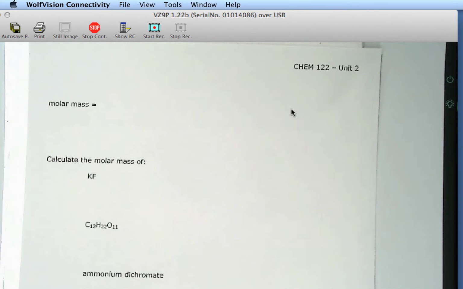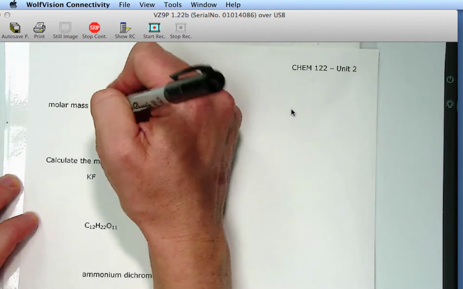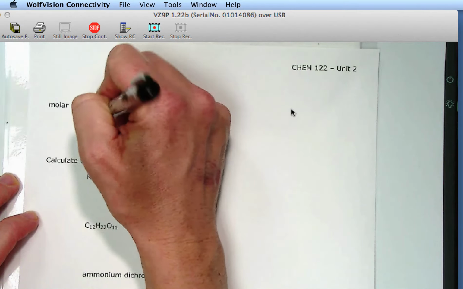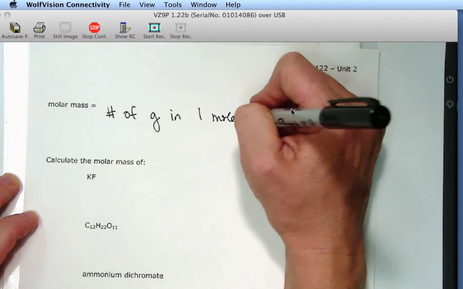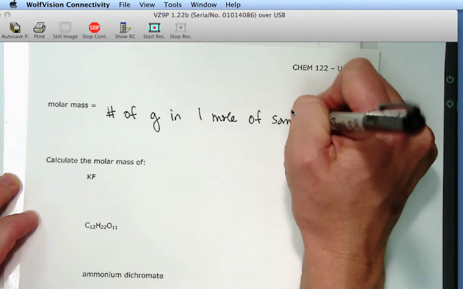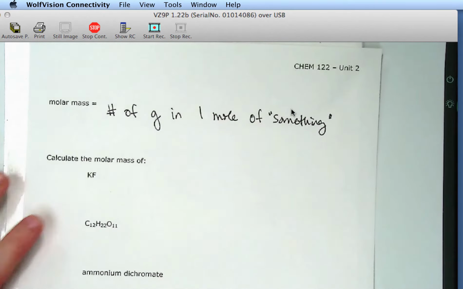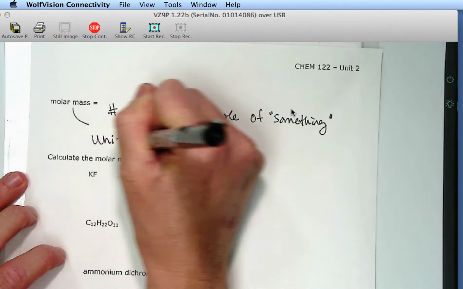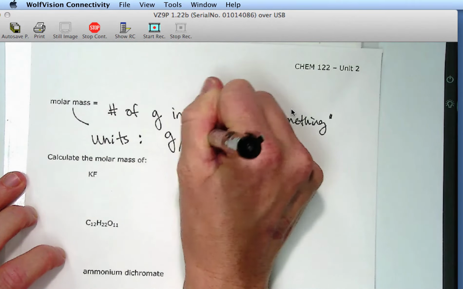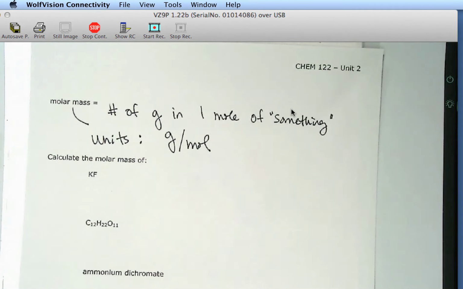The next page, I have molar mass. What is molar mass? This is the number of grams in 1 mole of something, whether it's a compound or just a pure element. The units on molar mass are always grams per mole. You get the molar mass off your periodic table.